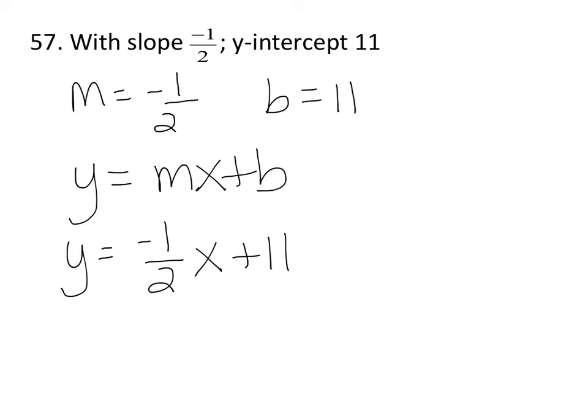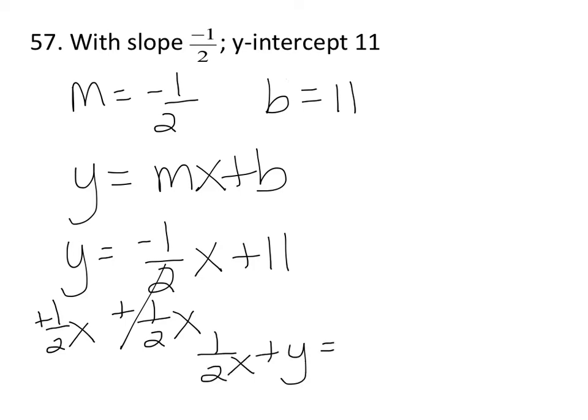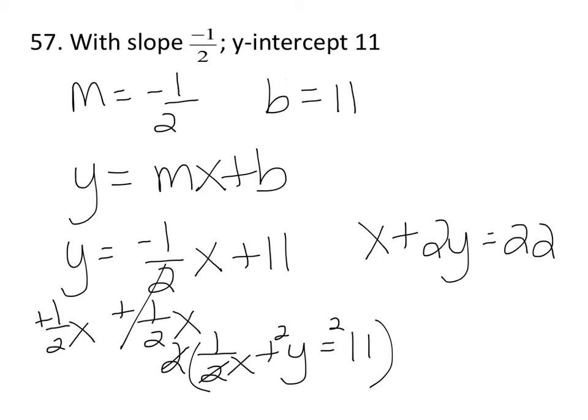So what I'm going to have to do is get all my x's and y's on one side. So I'm going to add 1/2 x to both sides because I need my coefficient with x, my a, to be positive. So that gives me 1/2 x plus y equals 11. But I am not allowed to have a fraction for a. So I'm going to go ahead and multiply the entire thing by 2. So that gives me a 2 at each place. This 2 cancels this 2, leaving me x plus 2y is equal to 22, because that 2 gets distributed to everything.